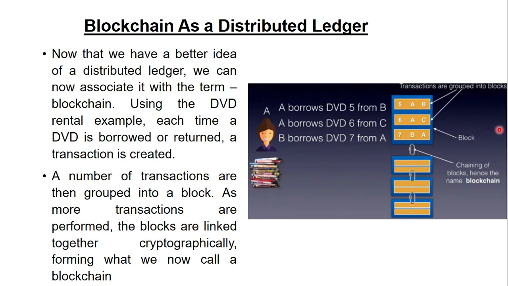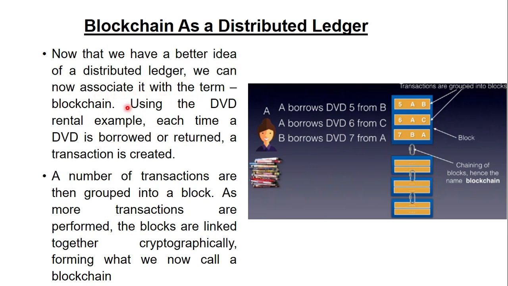So today, when we see blockchain as a distributed ledger, we have already seen some of it in the previous video. If you have not gone through the previous video, I request you to first watch that part and then come to this part to understand it in a much better way. In the DVD example, we considered A, B and C, and they are keeping the record of the ledger when they borrow DVDs or request DVDs and so on.